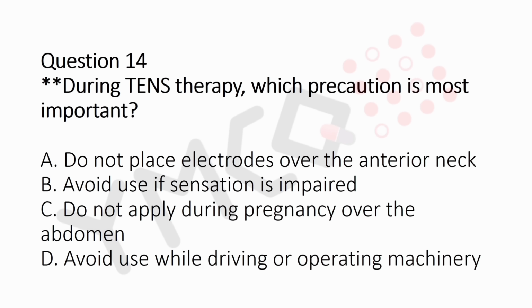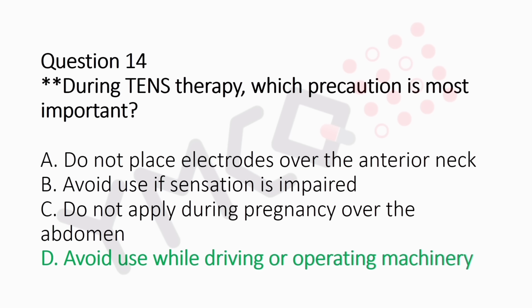During TENS therapy, which precaution is most important? Option A, do not place electrode over the anterior neck. Option B, avoid use if sensation is impaired. Option C, do not apply during pregnancy over the abdomen. Option D, avoid use while driving or operating machinery. And the answer is option D, avoid use while driving or operating machinery. Now let's move to question number 15.